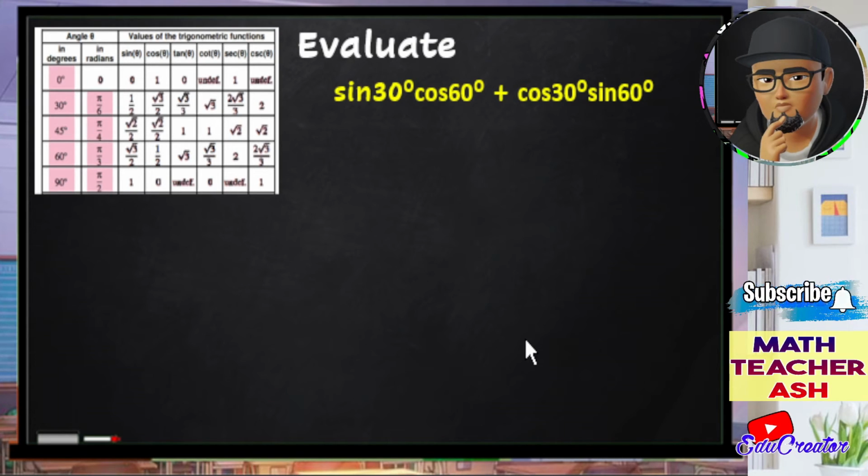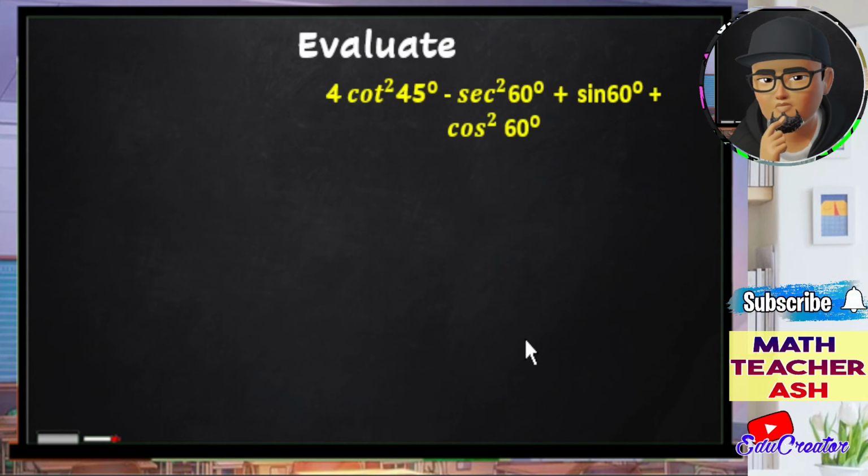So now let us go to question number 6. Now we have here question number 6. For cotangent squared 45 minus secant squared 60 degrees plus sine 60 degrees plus cosine squared 60 degrees. Alright, so it is quite long and challenging.